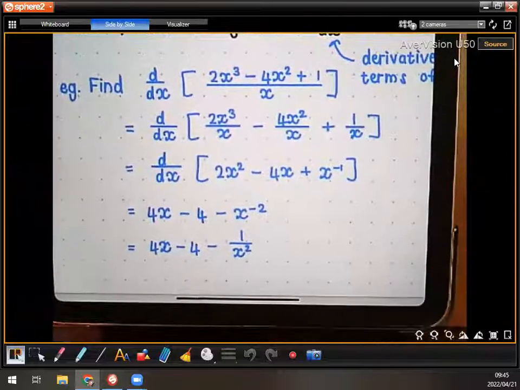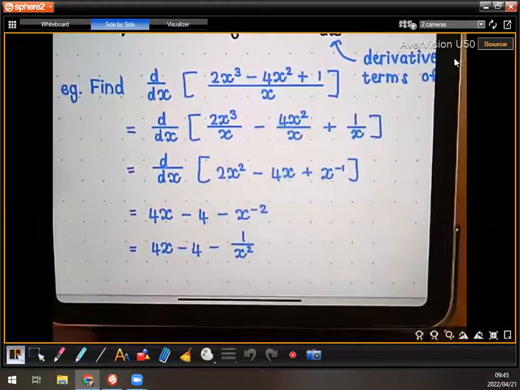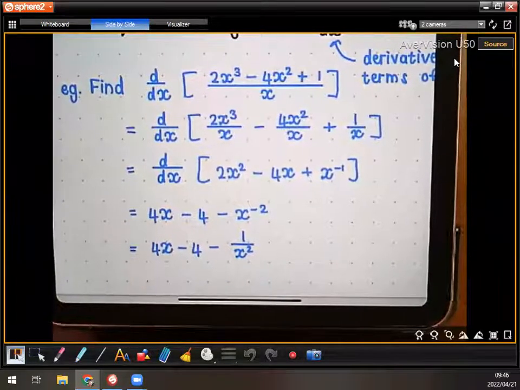So guys, just like in the previous notation, we keep writing d over dx with our brackets while we are simplifying the function. When we find the derivative, that is when we stop writing it. That's when we drop it. Okay, just see there.